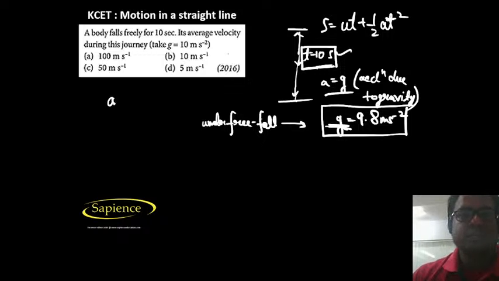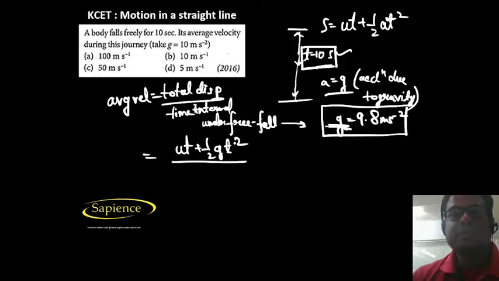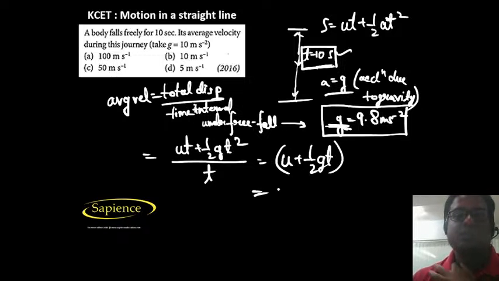So the average velocity is the total displacement by the total time interval. Total displacement is ut plus half gt square, divided by t. So that will be u plus half gt. This is the average velocity. Here it is falling freely, so we should assume that it starts from rest. So that will be obviously half gt.